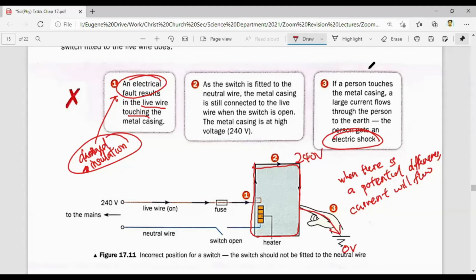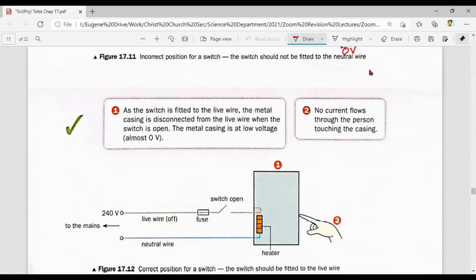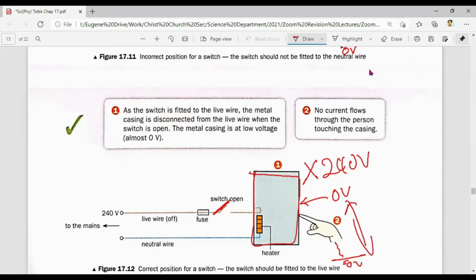As such, please remember, if the question ever asks you to draw the switch, put it on the live wire. So you do it on the live wire, and you realize when I open the switch here, this whole casing is not 240 volts. Actually it will become 0 volts, because it is connected to the ground. 0 volts, 0 volts, no potential difference. So if there's no potential difference, will the current flow? Answer is no.